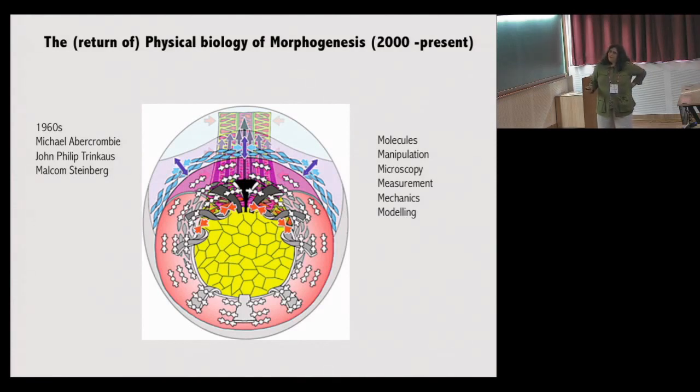We now, with the development of tools that allow us better manipulation, visualization, measurement, estimation of forces, and modeling, you could say that we're presently returning to this era of the physical biology of morphogenesis. And I think it's in this context that this meeting, or this course, the school, is very useful.